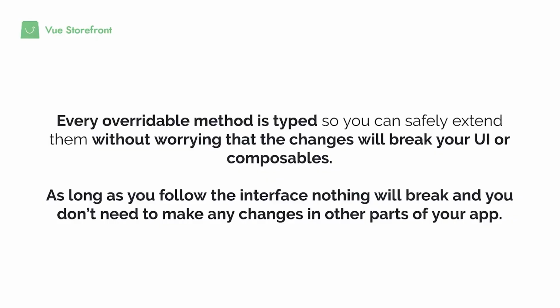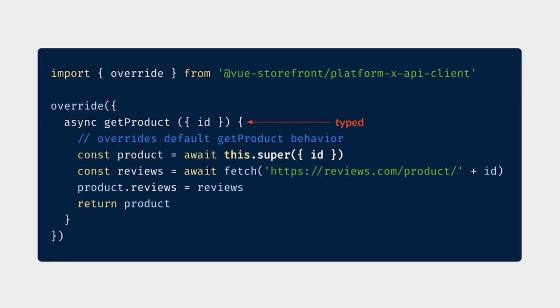Every overridable method is typed, which means you don't need to worry about whether you will break the Composables or the UI. Every method has its TypeScript type, and the override function is making sure that you are following this type. So if you stick to that, the only place where you need to make changes is this override function. So it's very, very safe.